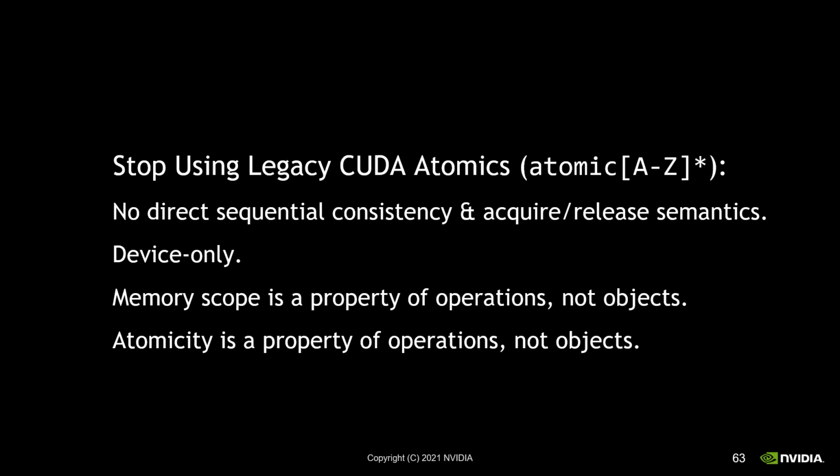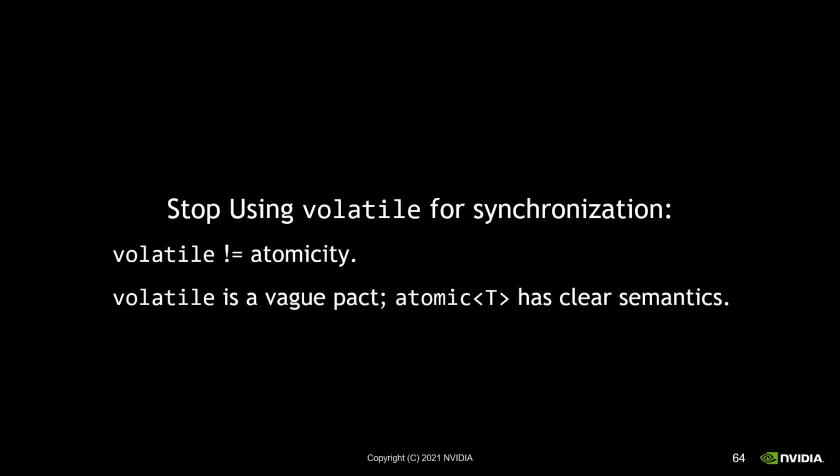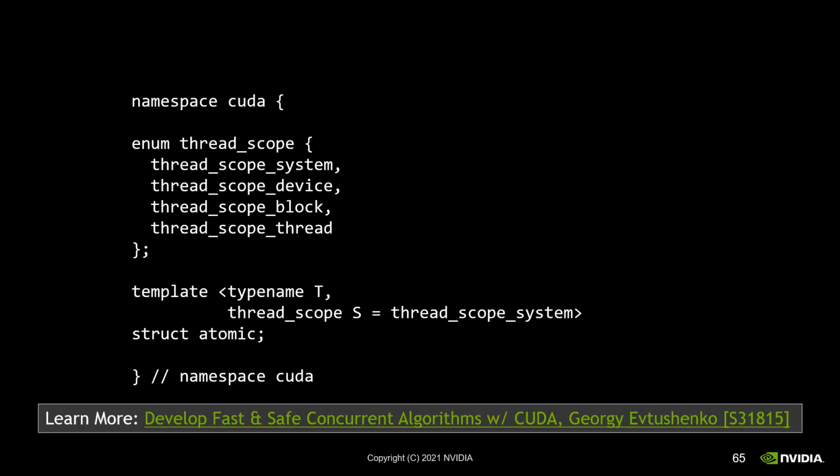less error-prone. And please stop using volatile for synchronization. It is not correct. Volatile is not guaranteed to either work or be performant for synchronization. Even if it happens to work today on some platforms, you should switch to C++ atomics now to avoid surprises from future compiler or hardware changes. Volatile does not give you atomicity. To learn more about atomics, check out Georgie's GTC talk, where he'll explain how the C++ memory model works and show you how to develop concurrent algorithms for GPUs with atomics.